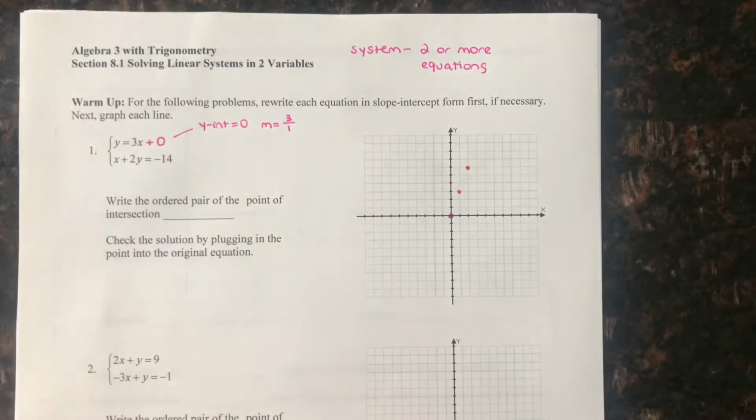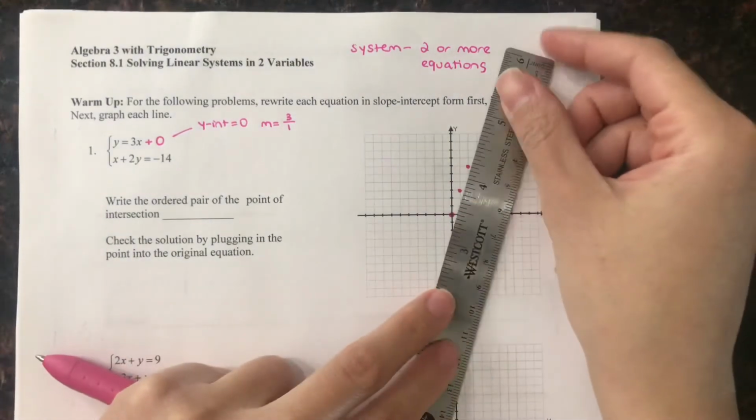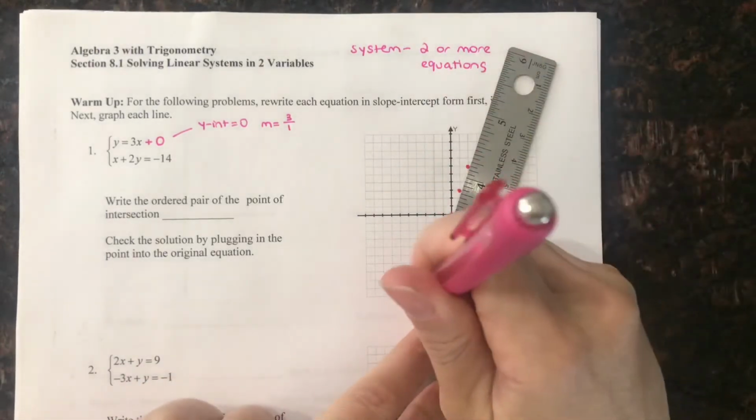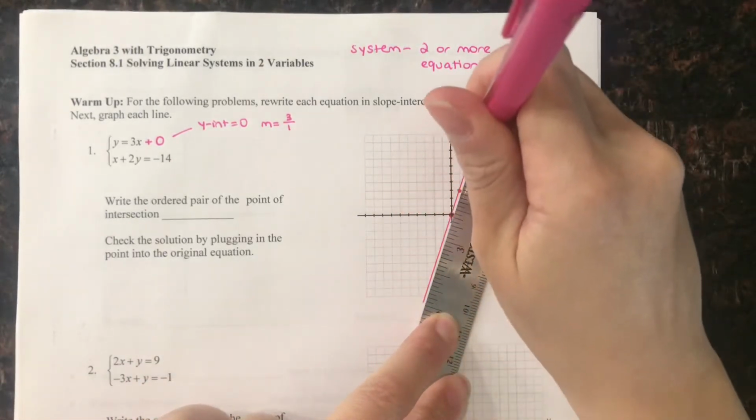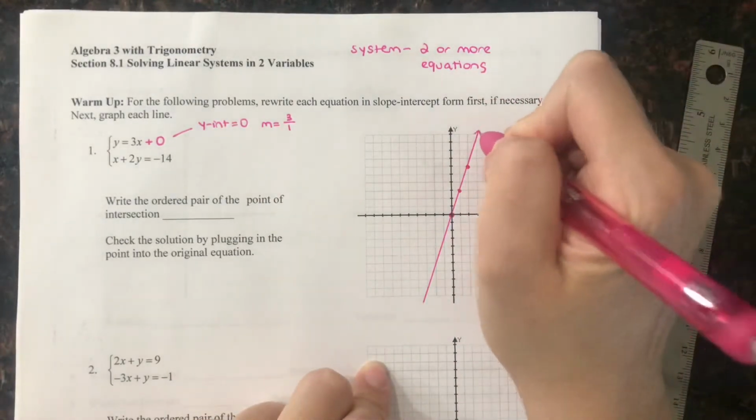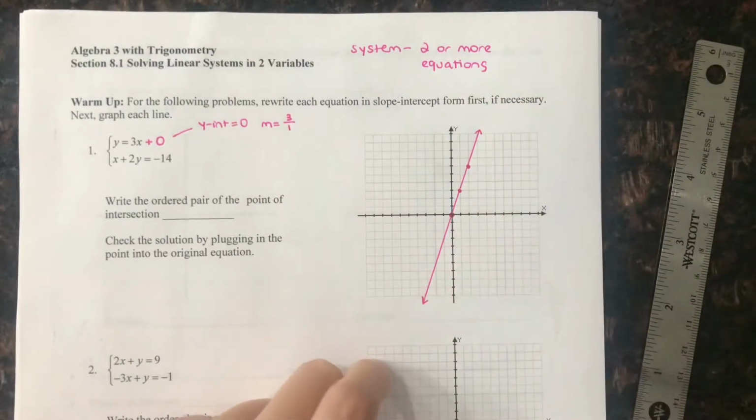Okay? And so now we're going to take a straight edge. I'm actually going to go and grab a straight edge. And we'll connect those points to create that line. The more points you can put on the graph, the better. It just gives you a more accurate line.